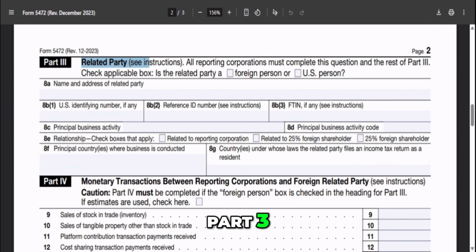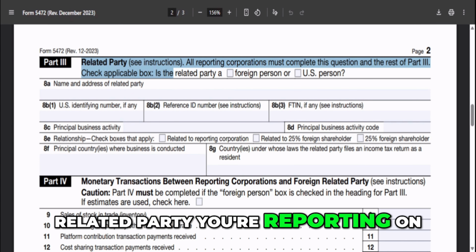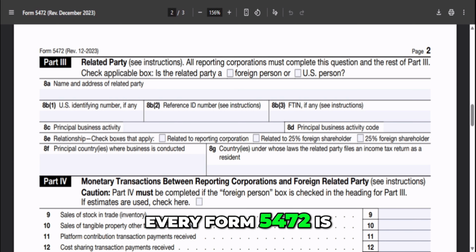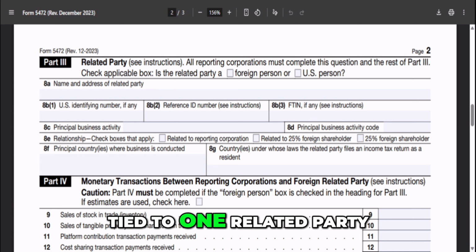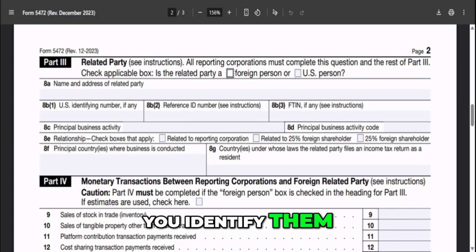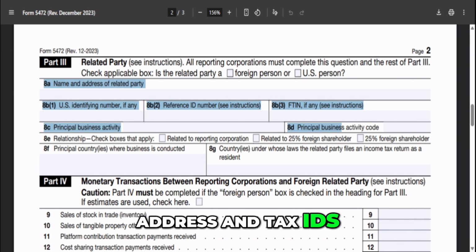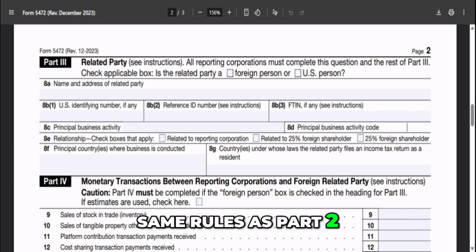Part 3. Related party you're reporting on. Every Form 5472 is tied to one related party. This section is where you identify them. Box at the top. Are they U.S. or foreign? Check one. 8A to 8B. Name, address, and tax IDs. Same rules as Part 2.